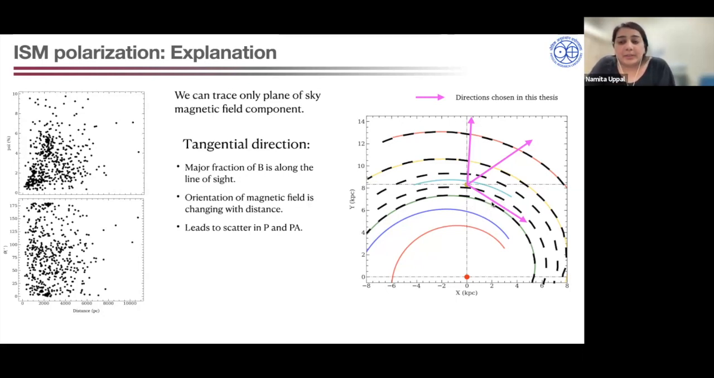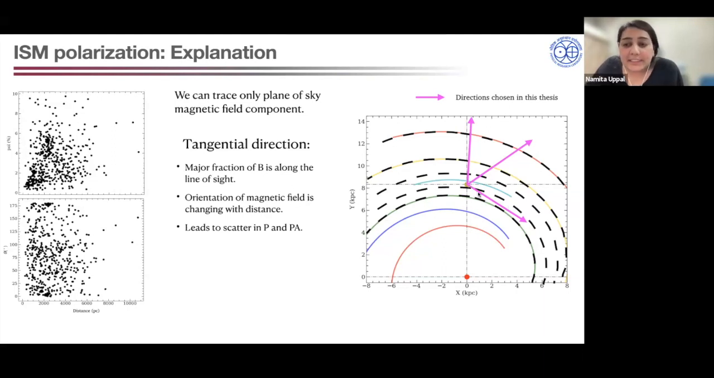Because we are measuring the plane of sky component, and the majority of the magnetic line in this direction is parallel to the line of sight, the component which is perpendicular to the line of sight, or in the plane of sky, is very small. So any small change in that component will affect the polarization behavior drastically.